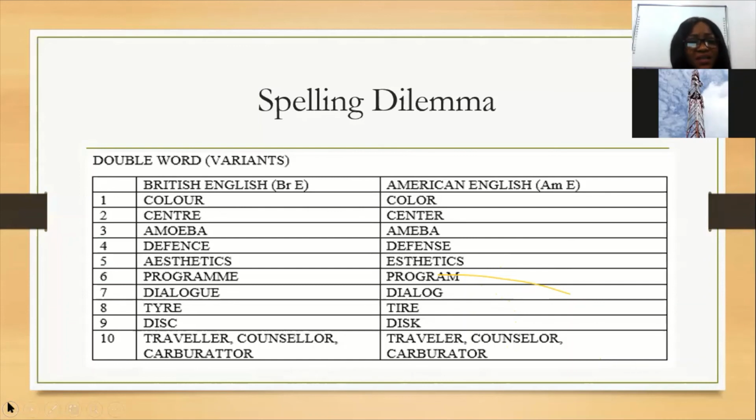There are differences in these variants. There are differences at the level of spelling, there are differences at the level of grammar, differences at the level of vocabulary, and so on and so forth. And the table you have in front of you shows you these differences.